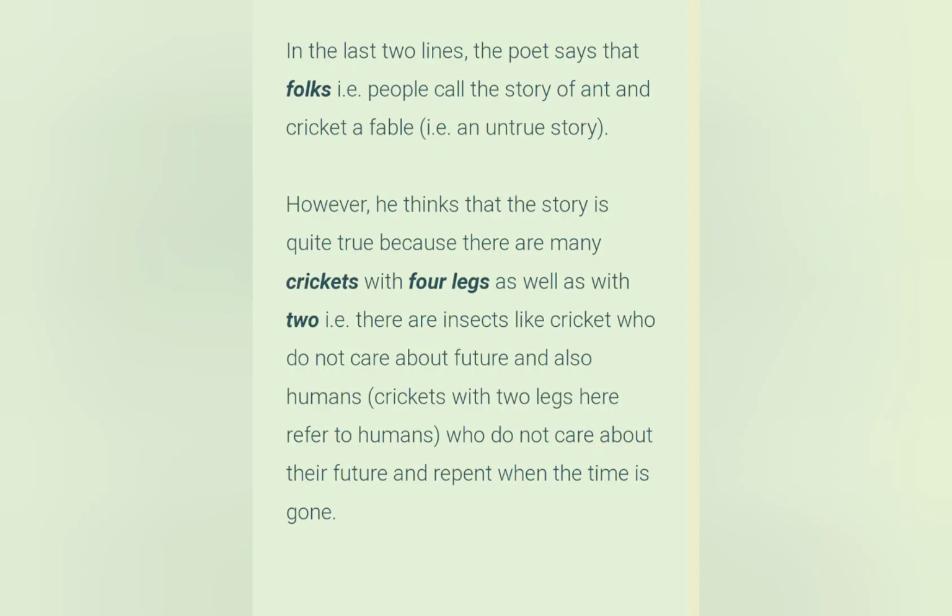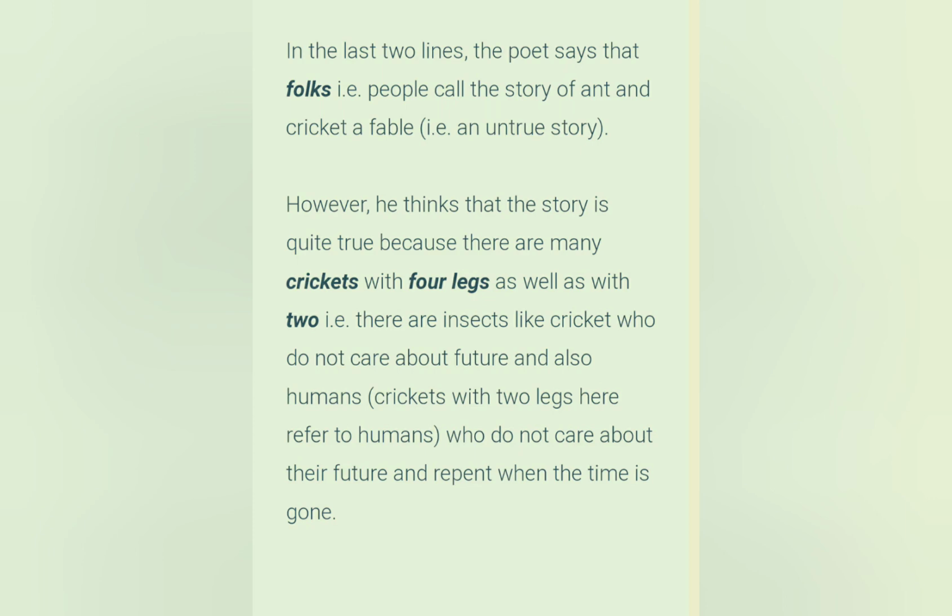In the last 2 lines, the poet says that folks, what are folks? People, who call this poem a fable. Fable means a story which has animal characters to give just the moral. The story is not true, but it is meant to give us just the moral, right? However, he thinks that the story is quite true because there are many crickets with 4 legs as well as with 2. That is, there are insects like cricket who do not care about the future, and also humans.